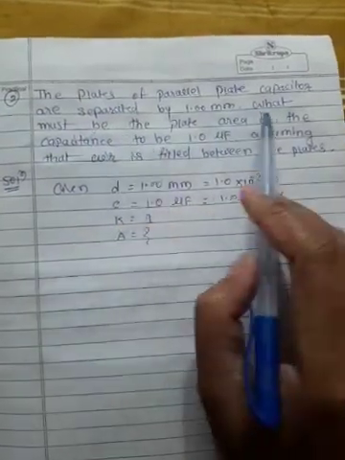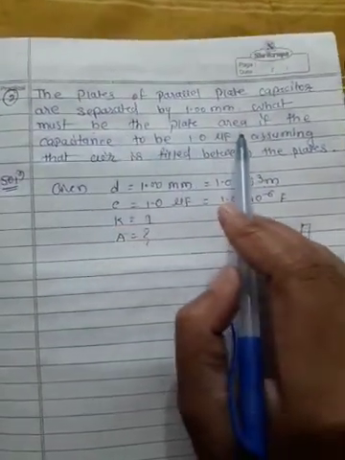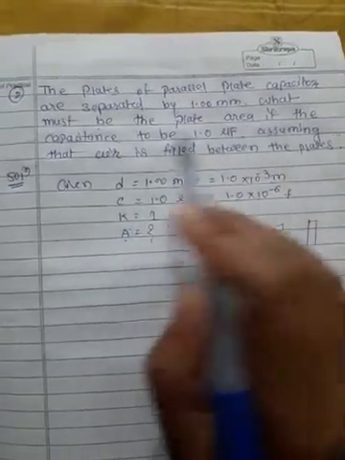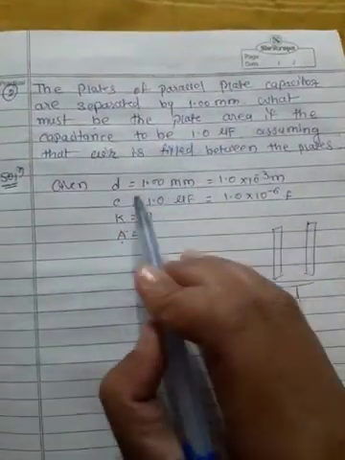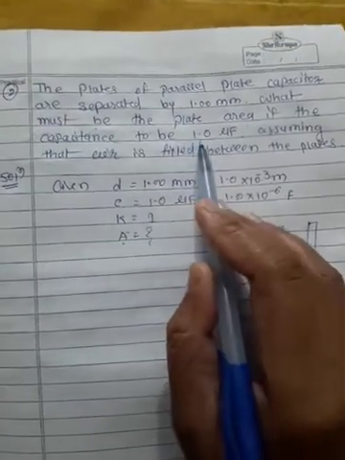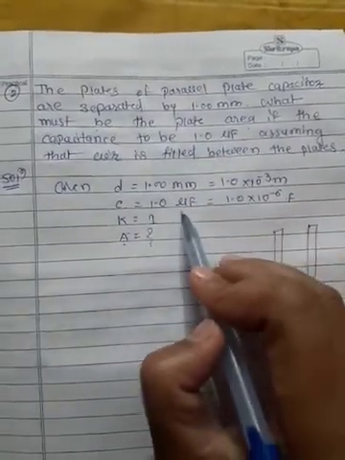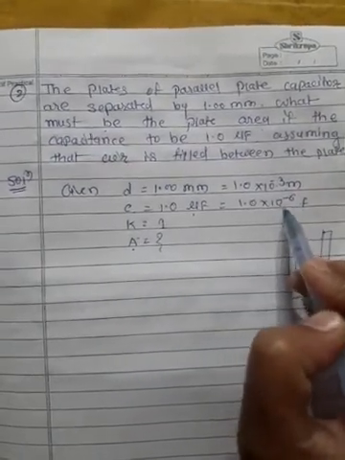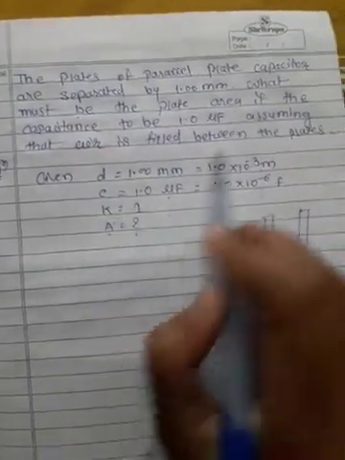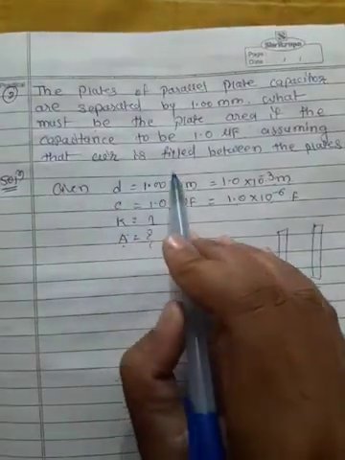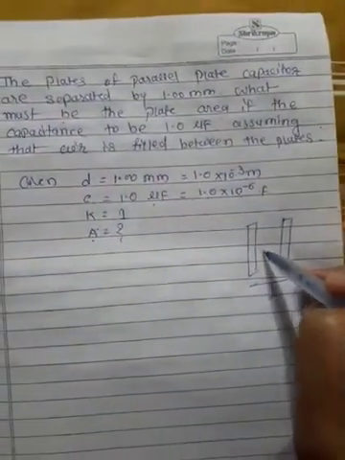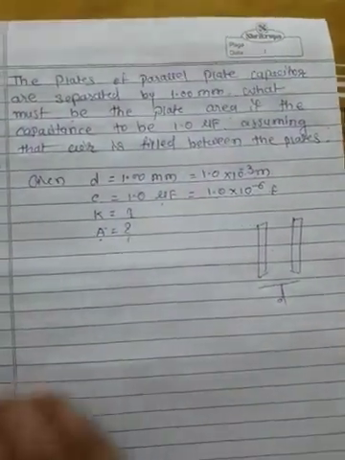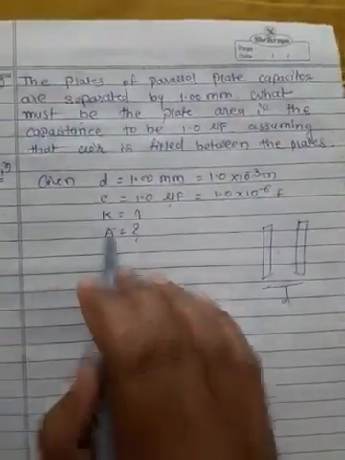What must be the plate area? That means we have to calculate the area. The capacitance is given as 1.0 microfarad. The conversion of microfarad is 1.0 × 10^-6 farad. Assuming that the air is filled between the plates, the dielectric constant for air is K = 1 here also.